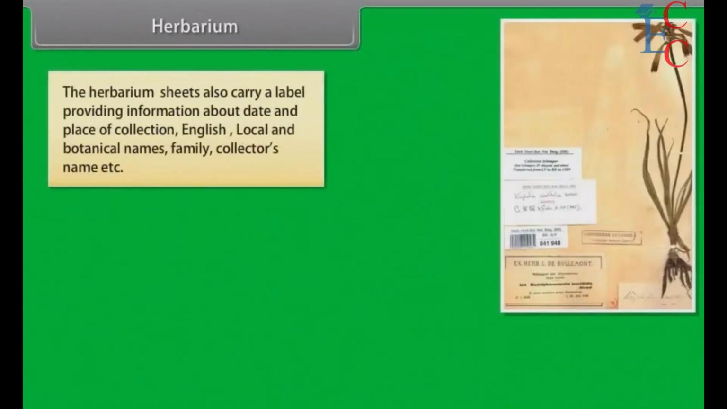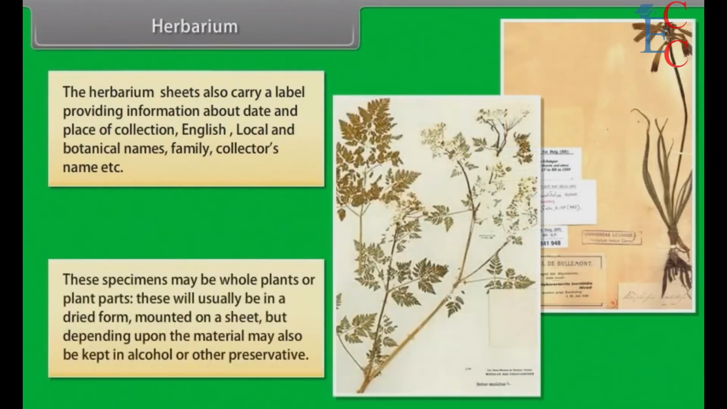The herbarium sheets also carry a label providing information about date and place of collection, English, local, and botanical names, family, collector's name, etc. These specimens may be whole plants or plant parts. These will usually be in a dried form, mounted on a sheet, but depending upon the material may also be kept in alcohol or other preservatives.